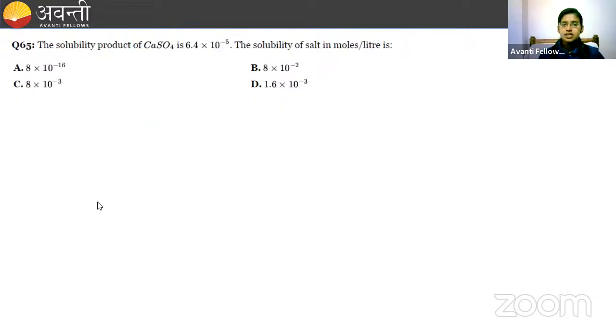Next, coming to question number 65, the solubility product of calcium sulfate is 6.4 into 10 to the power minus 5. The solubility of salt in moles per liter is? Let me take the calcium sulfate and dissociate it. It will give calcium 2 plus ion and SO4 2 minus ion. So we have one cation and one anion, and the solubility of each can be denoted as S and S.